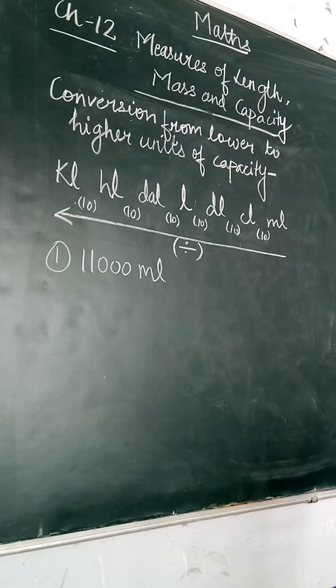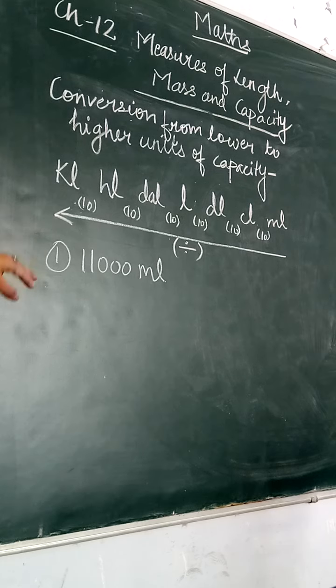Okay, so now in this case also we are going from right hand side to left hand side, that is from lower units to higher units. That means we have to do division here. And how? By counting the number of zeros that are coming in between.